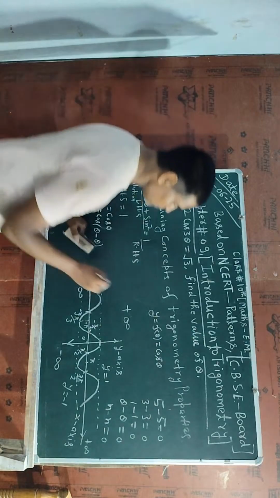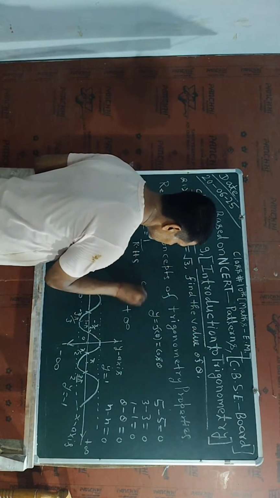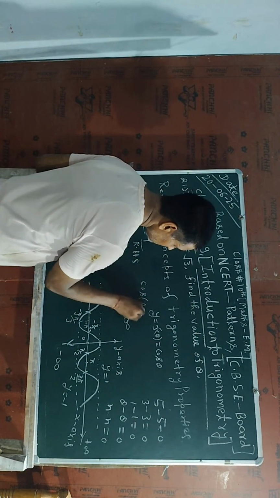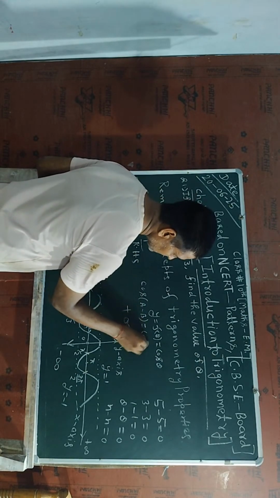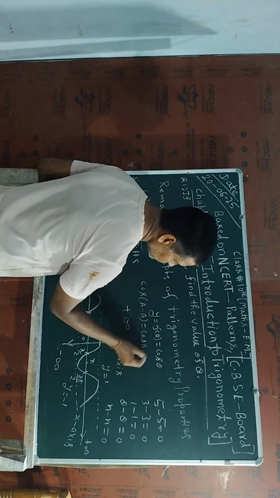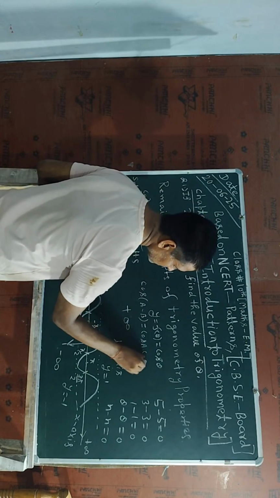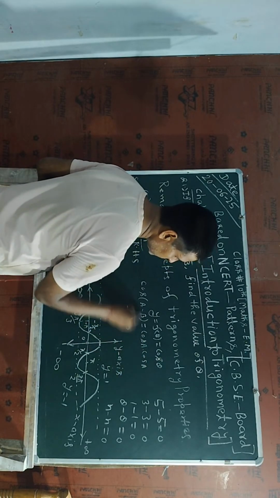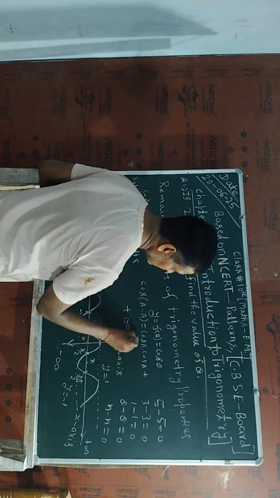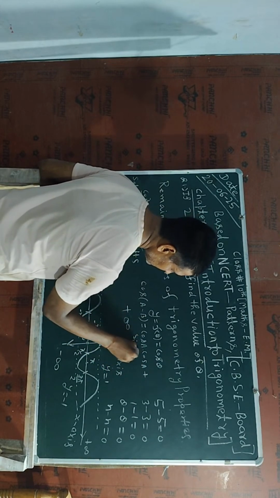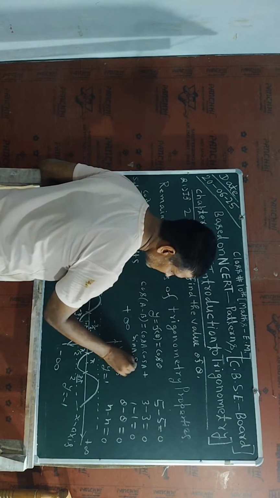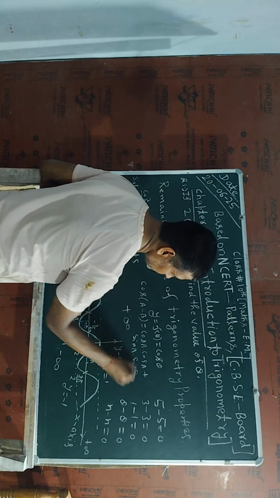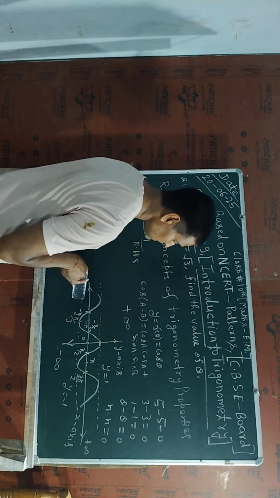I am doing the formula cos(A minus B), which is equal to cos A into cos B. Here minus is available, so here I will put a plus sign: sin A into sin B. This formula I will use here properly for getting its result.